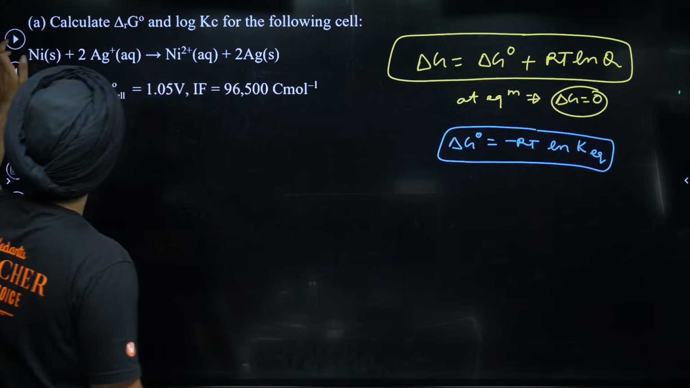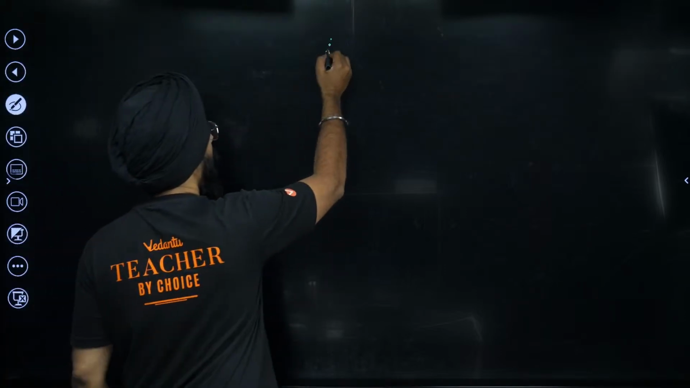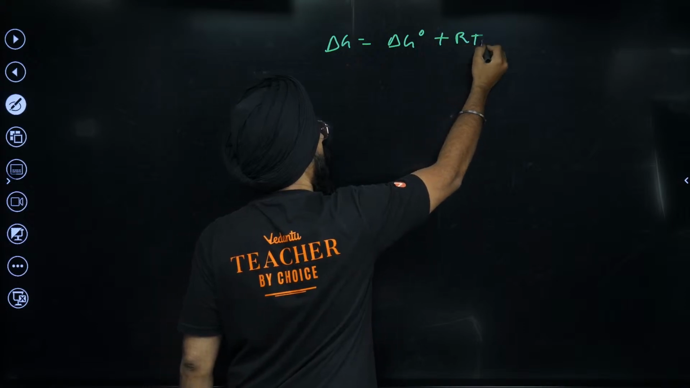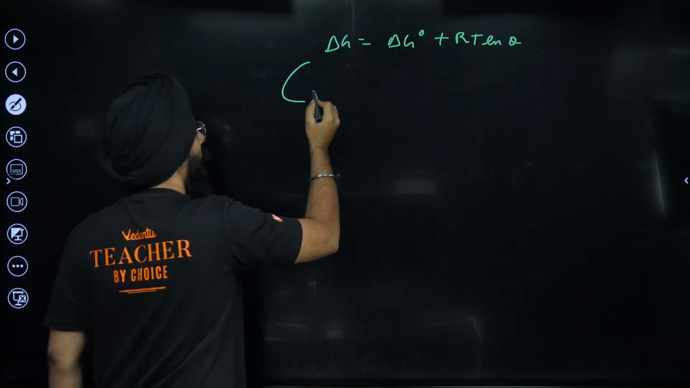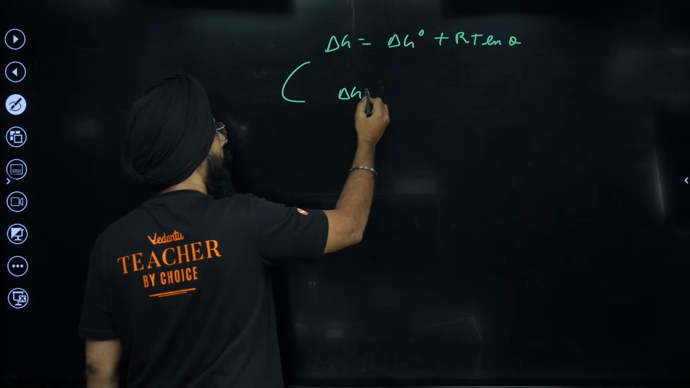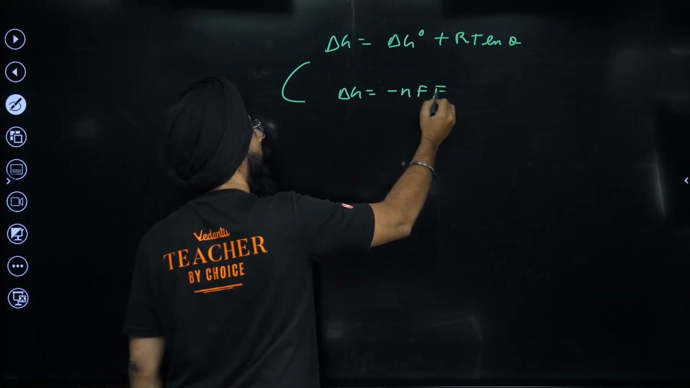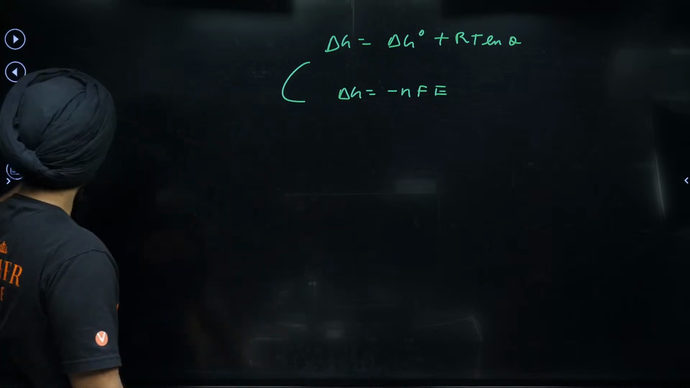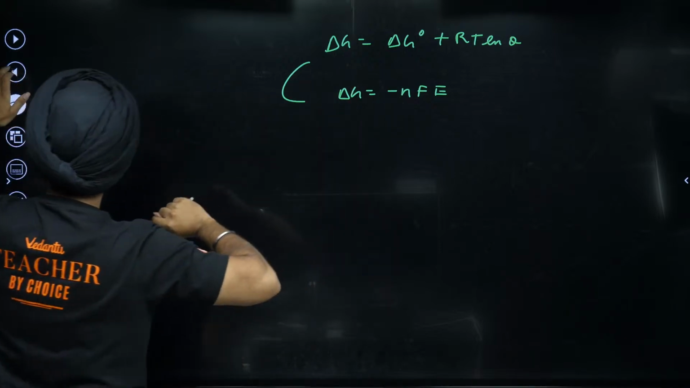So how do we derive the Nernst equation, by the way? When we have delta G is equal to delta G naught plus RT ln Q, and we combine this with the equation delta G equal to minus NFE, that is when we get the Nernst equation. So this is where the sign comes from in the Nernst equation.